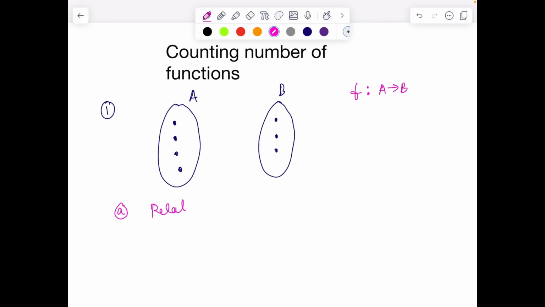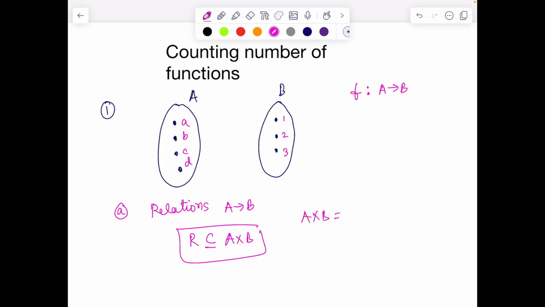Okay, so the first part of the question is how many relations are there from set A to set B. Now what is the difference between relation and function? You know, any relation R is a subset of the Cartesian product A cross B. So if set A has 4 elements, let's give the names A, B, C, D, and to set B we can give 1, 2, 3.